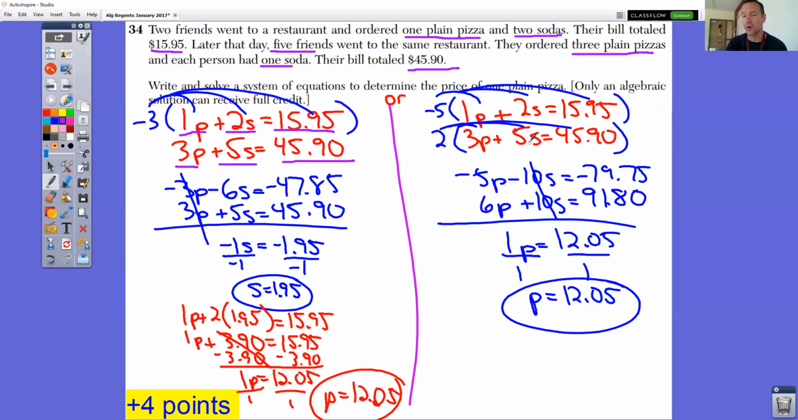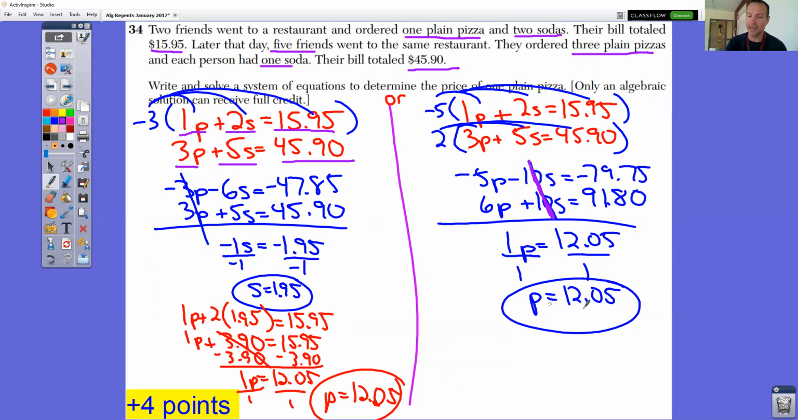The other way to do it would be to create opposites with my S's. Well, 2 doesn't go into 5 evenly, so by multiplying them together, I could create a 10S and a -10S. You could multiply by -5 and 2. If you wanted to do 5 and -2 instead, that's fine. It doesn't matter. This is just the way that I did it. So again, distribute everything. We make a -10S and a +10S. You notice that these are canceling out right here.